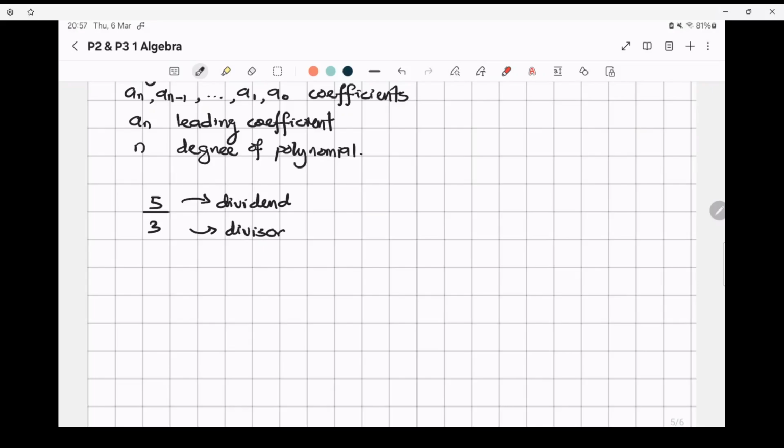In this particular example, we can write this as 1 plus 2 over 3, right? So this will be called the quotient, and the number 2 over here is what we call the remainder. The key idea of division of polynomial is to make use of all these concepts.